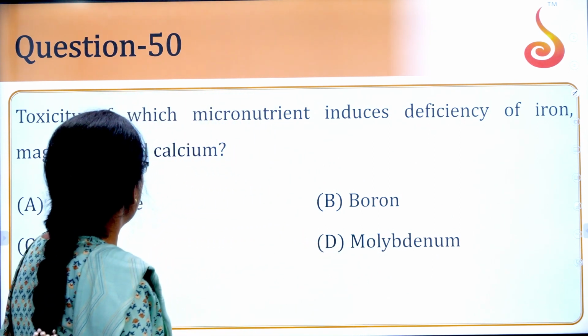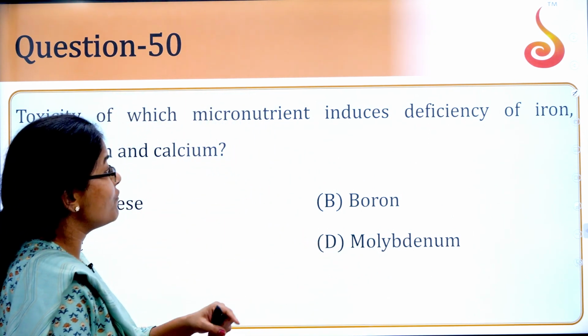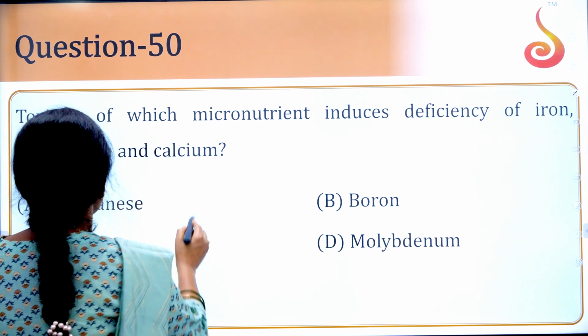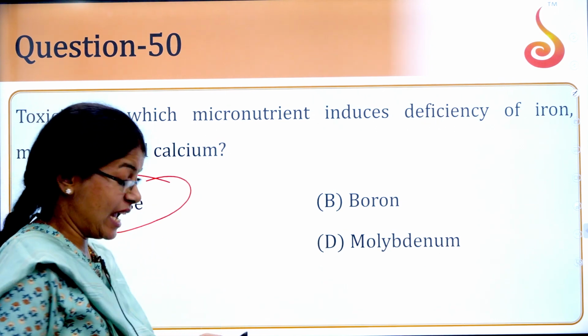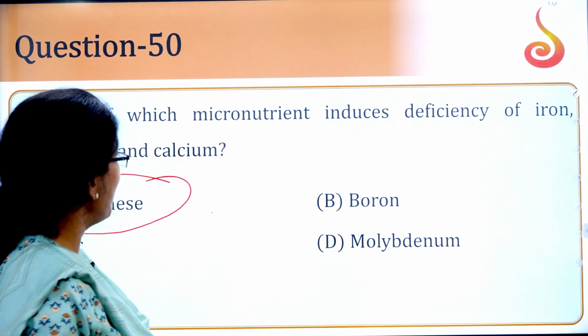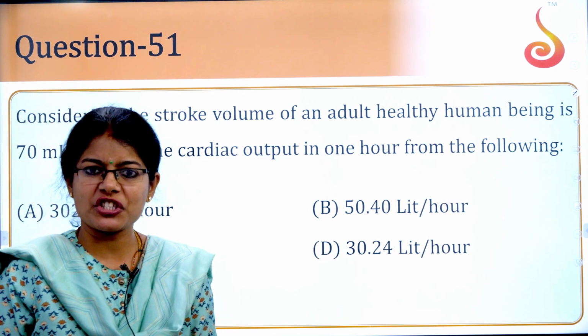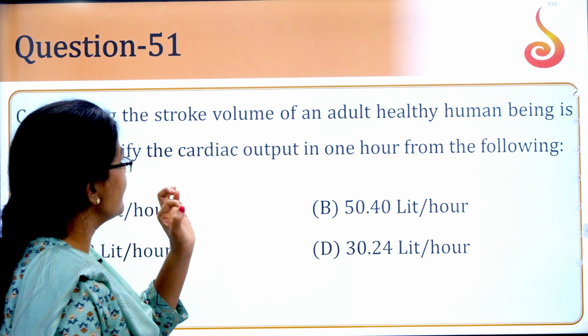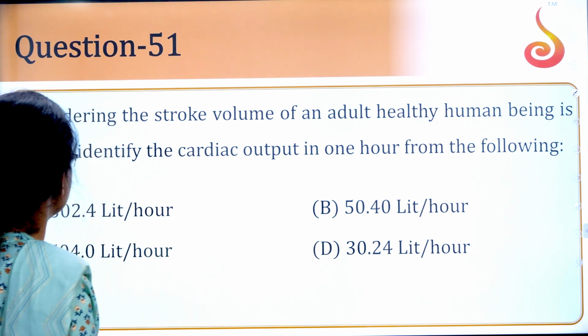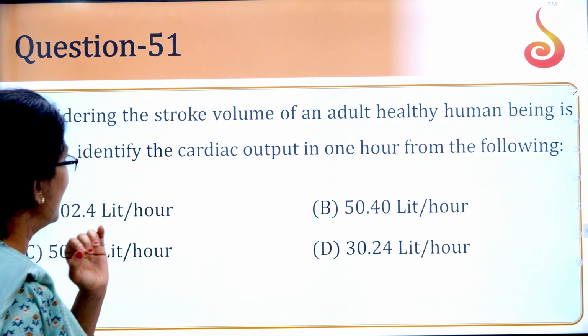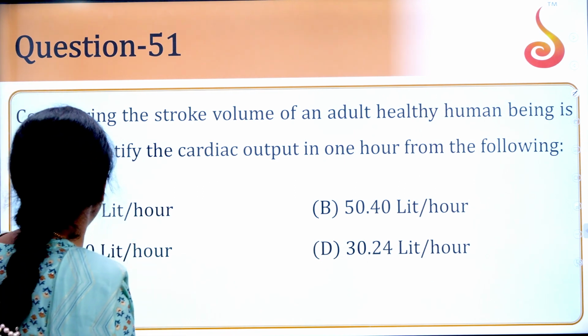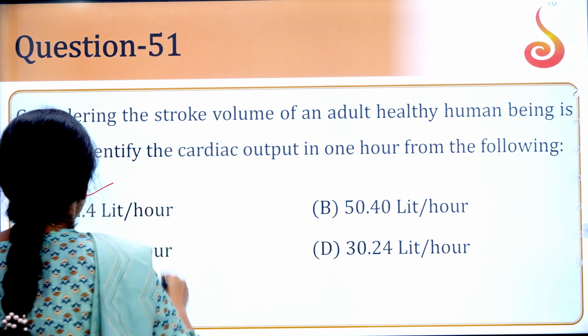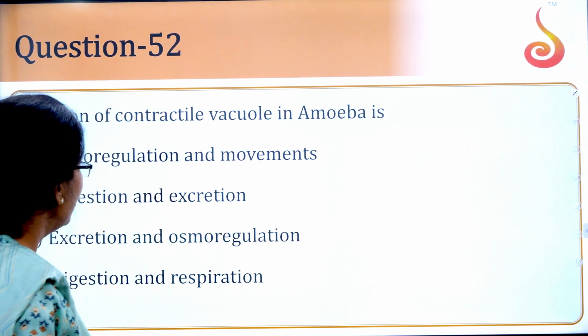Toxicity of which micronutrient induces deficiency of iron, magnesium and calcium? That is option A, manganese. The next question, question number 51. Considering the stroke volume of an adult healthy human being is 70 ml, identify the cardiac output in 1 hour from the following. If you calculate, you get option A as the correct answer.